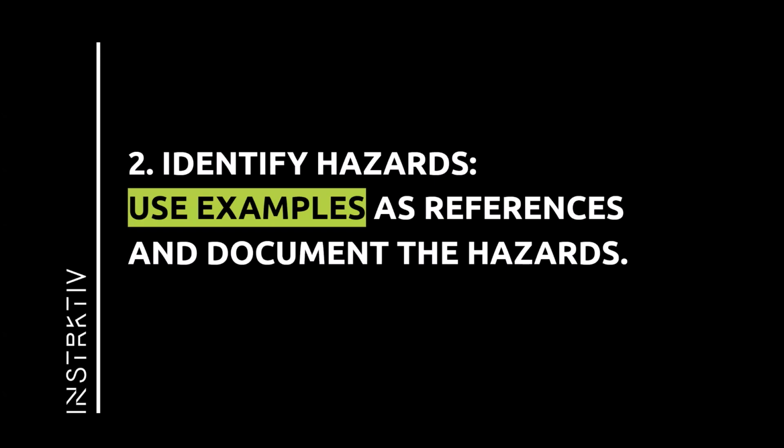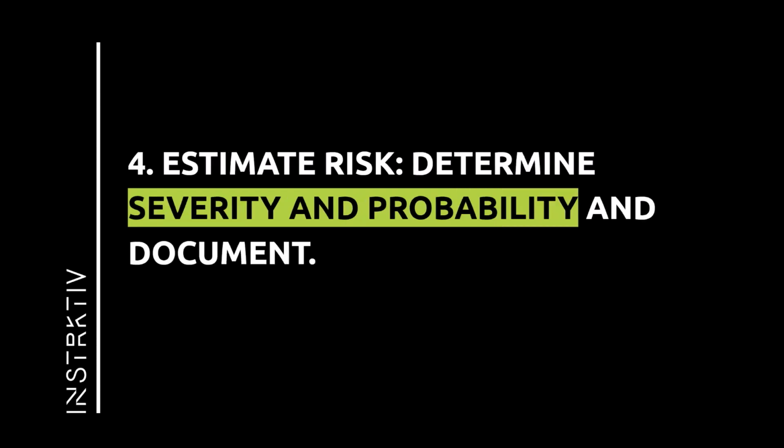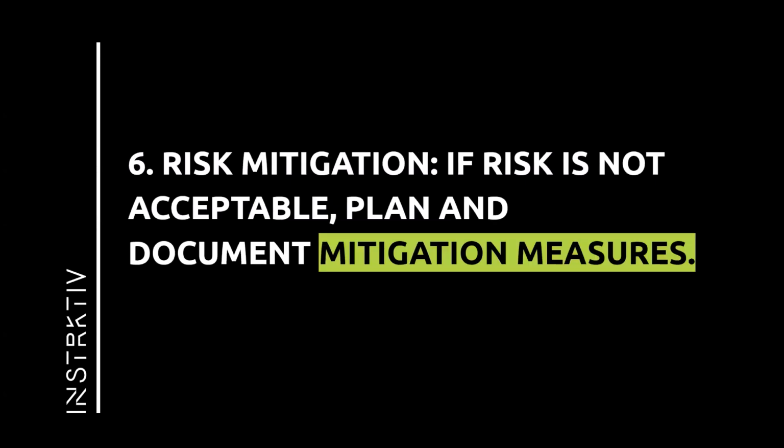Next, you identify the hazards. And you can use the examples from our template as references and document the hazards. Then you have a look at existing measures that have already been taken to reduce a certain hazard, if there are any. Accordingly, you have to estimate the risk and determine the severity and probability that a risk occurs and document that in the risk assessment. Then you can determine the risk tolerance. So basically decide if the risk is acceptable, yes or no.